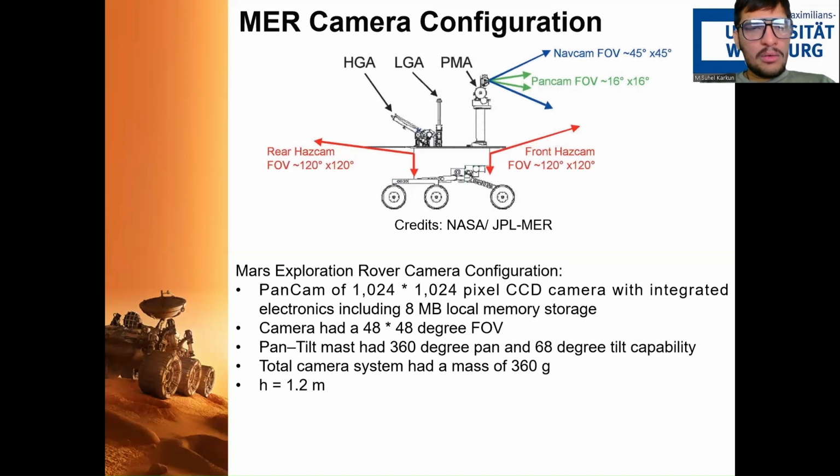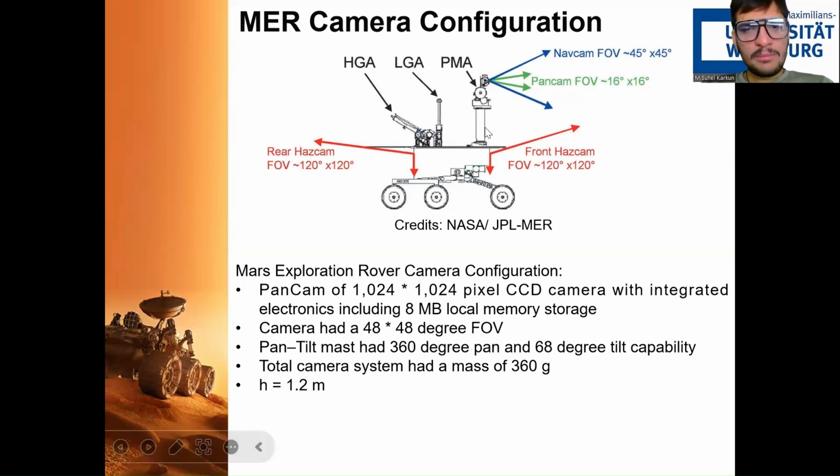Here we have the Mars Exploration Rover camera configuration. This is the 2D image of the Mars Exploration Rover side model. Here we can see that in front we have hazard cameras with a field of view of plus 120 degree to minus 120 degree, and similarly on the rear we have rear hazard cameras with a field of view of plus 120 degree to minus 120 degree.